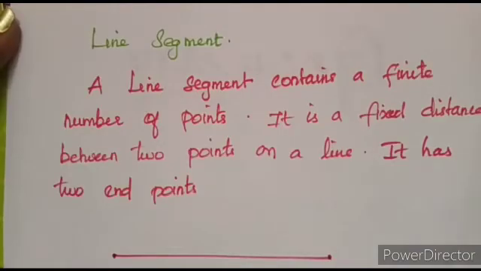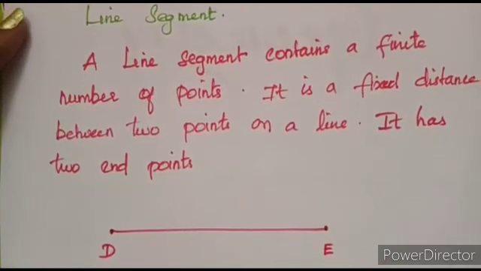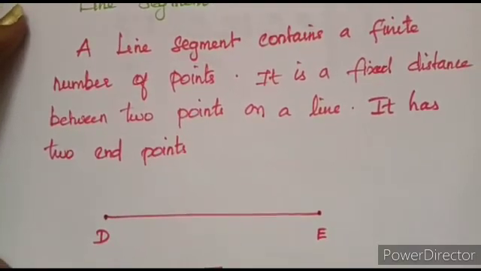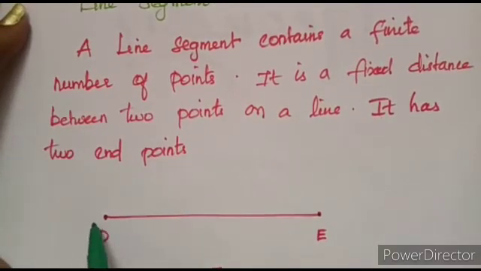The next one is the line segment. A line segment contains a finite number of points. It is a fixed distance between 2 points on a line. It has two endpoints. We name it as D and E. Symbolically, we write it as line segment DE or line segment ED. Here, this DE is a line segment.